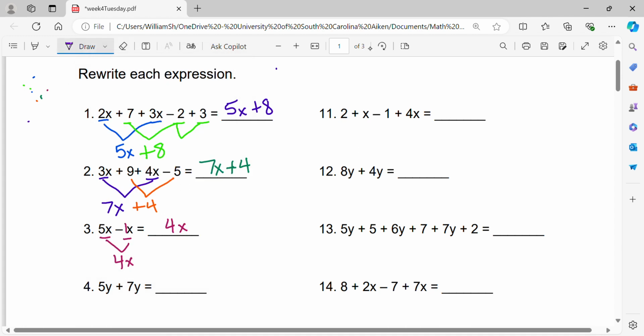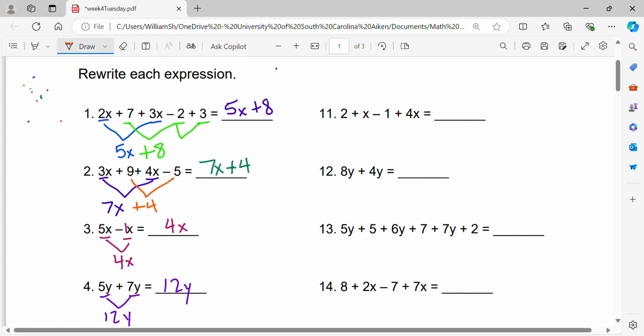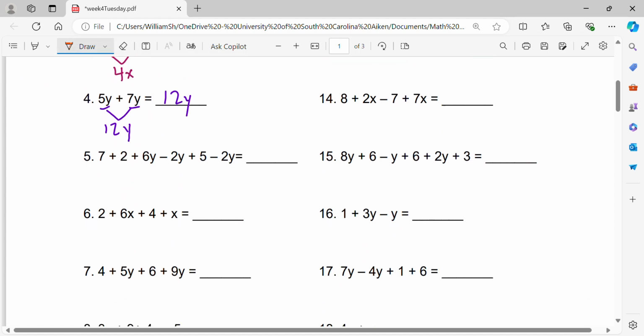Okay. Number 4 says 5y plus 7y. These are both like terms. They both have a y in them. So I can just simply do 5 plus 7, which is 12. So this gives me 12y as my simplification. Like I said, not meant to be overly hard. Let's continue on.